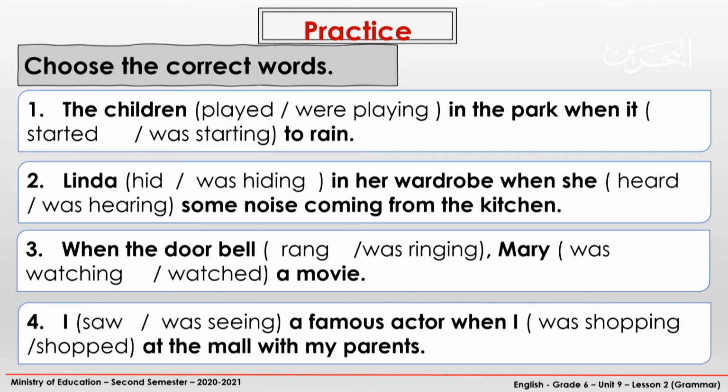Now what I want you to do is choose the correct words. Read and rewrite the sentences in your notebook. I'm going to give you 4 minutes. If you need more time, you can pause the audio, and once you're done, hit play again.